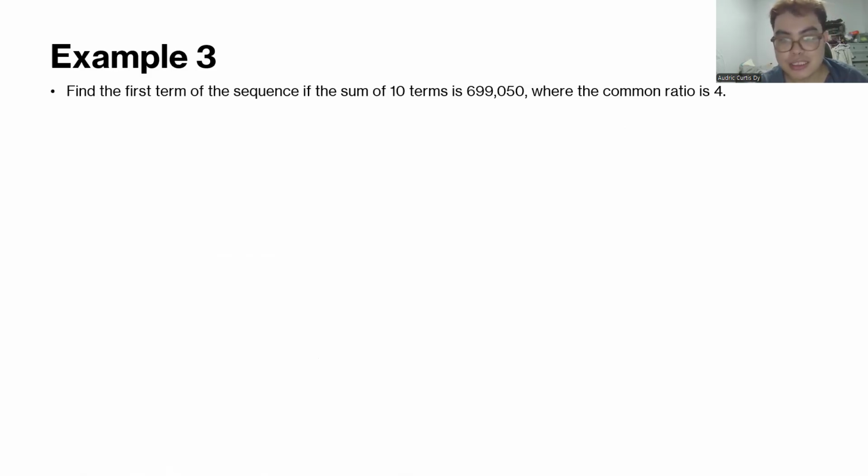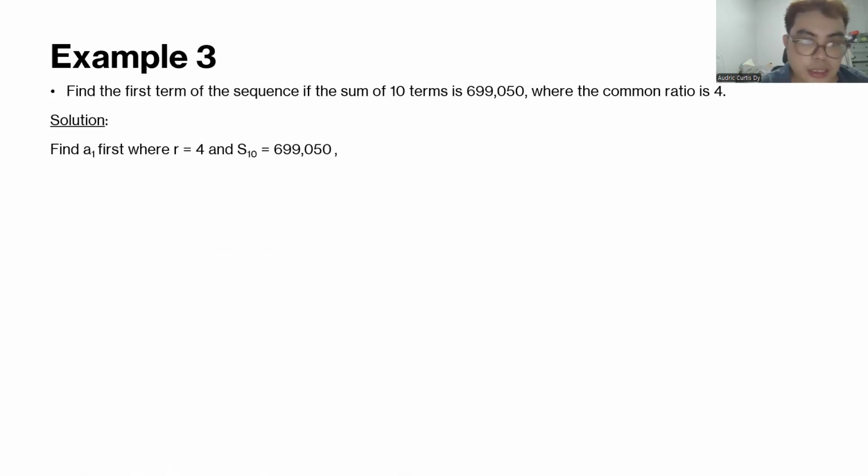For the third example, we do not know the first term. So the given states that the sum of 10 terms is 699,050, where the common ratio is 4. Based on the given, the S sub 10 is 699,050 and the common ratio R is 4.